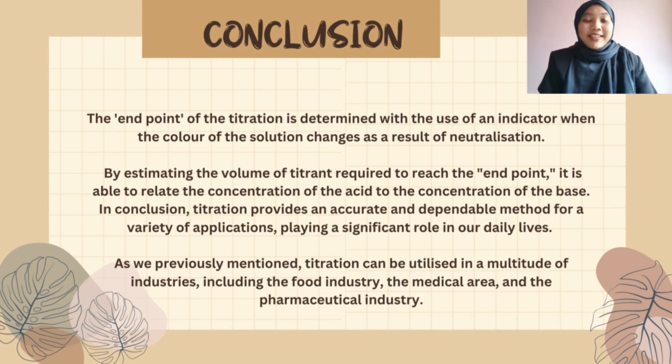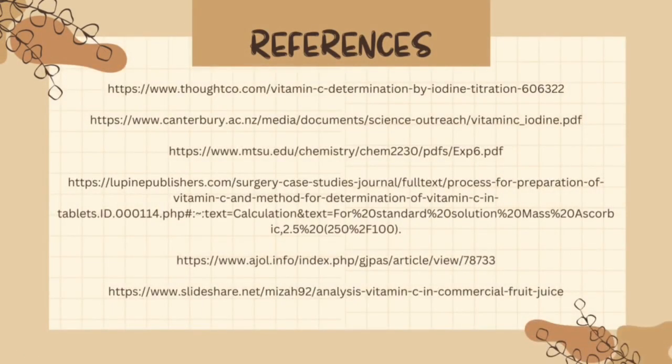With the addition of an indicator, the endpoint of the titration is found when the color of the solution changes as a result of neutralization. It is possible to link the concentration of the acid to the concentration of the base by calculating the volume of titrant needed to achieve the endpoint. To sum up, titration plays a key part in our daily life by offering a reliable and precise technique for a range of applications. Titration can be used in a variety of industries, including the food sector, the medical field, and the pharmaceutical industry, as we previously stated.